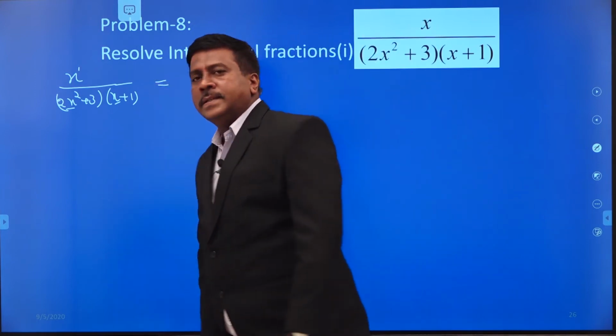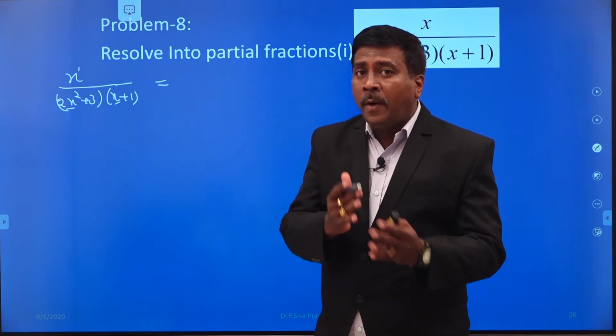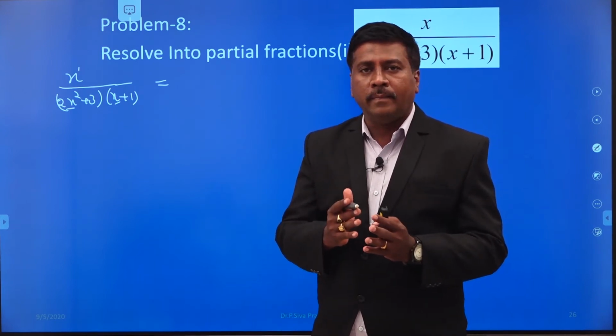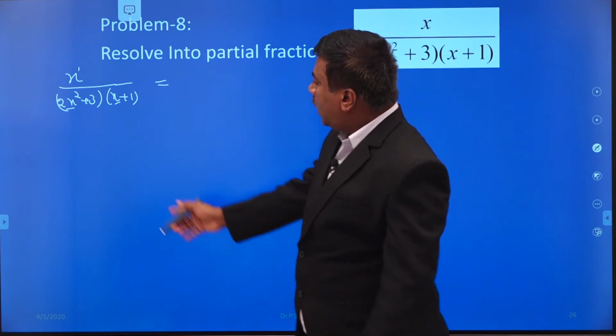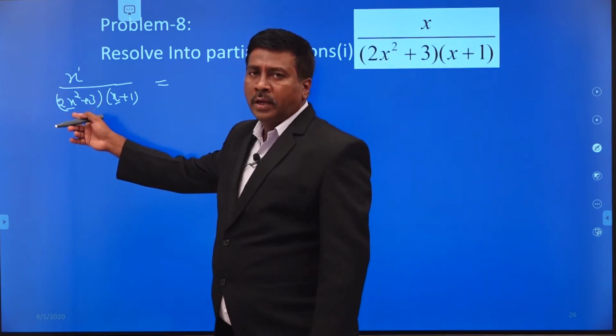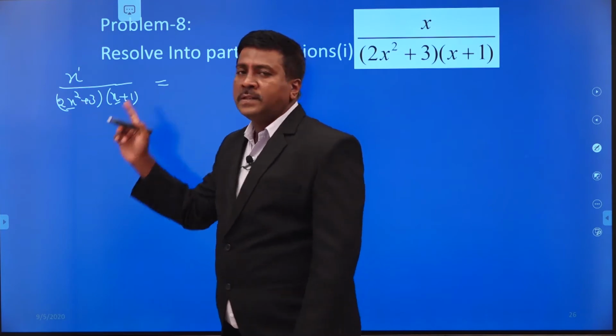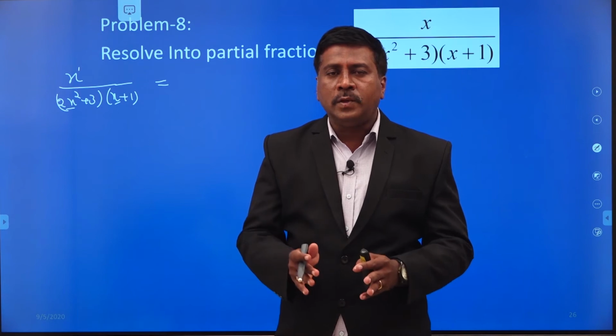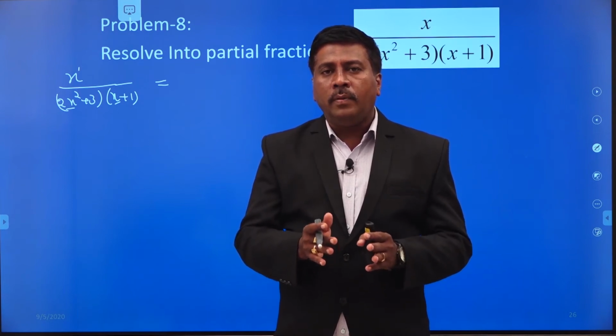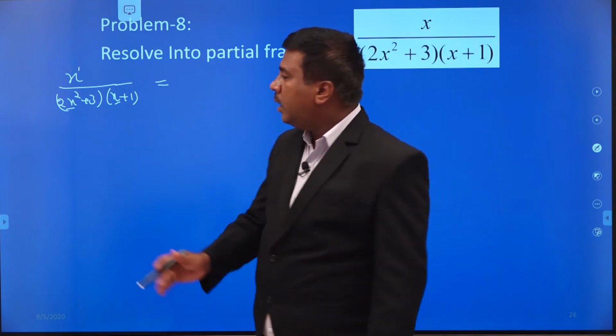After getting this, which type of partial fraction is there? That is another question that may appear here. Here 2x square plus 3 is the quadratic factor which is non-repeated, and x plus 1 is the linear factor which is also non-repeated. Therefore, the problem comes under the category of proper fractions under type 3.